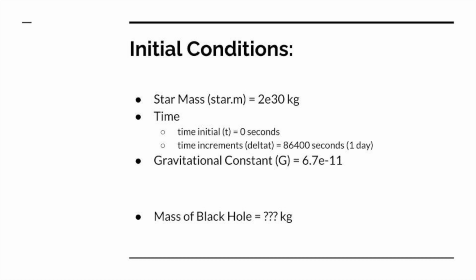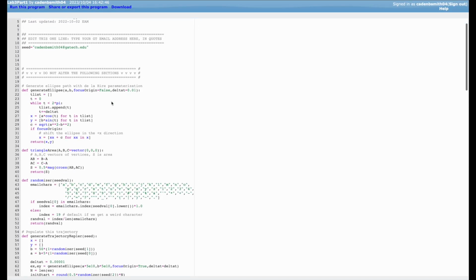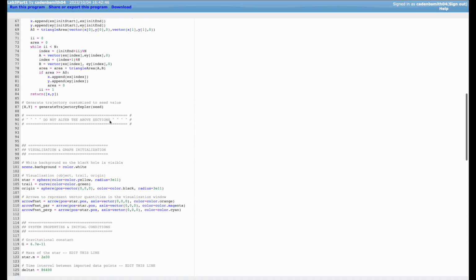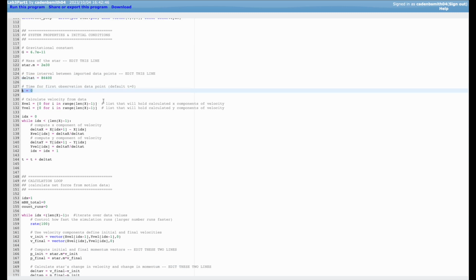A bunch of technical stuff at the top. The gravitational constant and the mass of the star are shown here, as well as 86,400 for delta t, which represents 1 day, as that is how many seconds are in a day, with initial time being equal to 0. The velocity and momentum update formulas are shown at the top of the screen now.